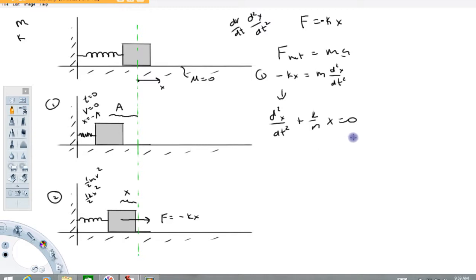So this is what's called our equation of motion for the system. Out of this will come a function that'll give us position against time that will describe the time-dependent position of this object. It'll tell us where it's at for any time as time moves on.